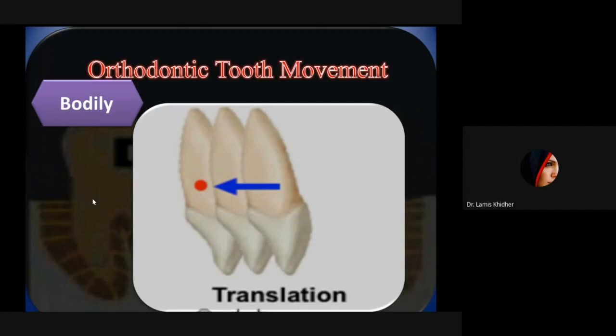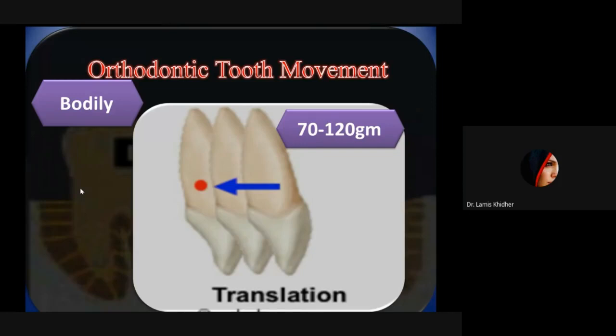For the bodily movement, I need an amount of force to induce it. It is equal to 70 grams for the anterior teeth and 120 grams for the posterior teeth. This type of bodily tooth movement, I can get it only by using a fixed appliance. So I can't get a bodily movement by a removable appliance.